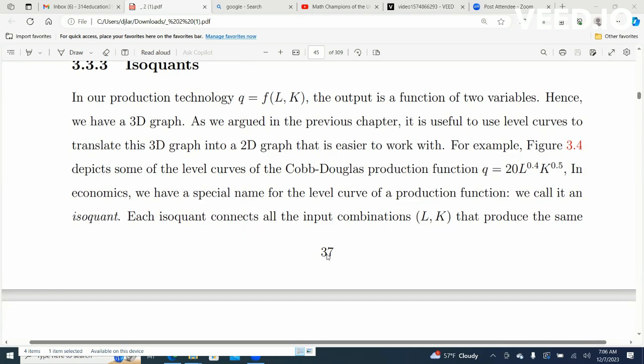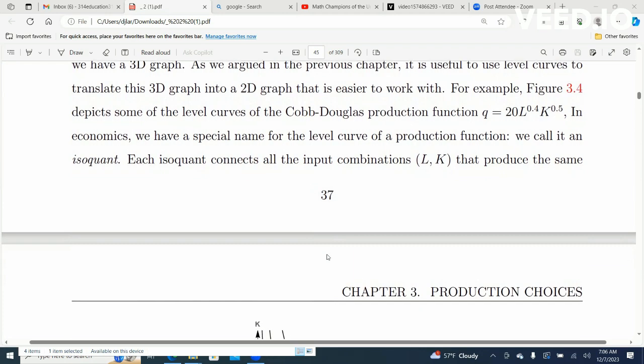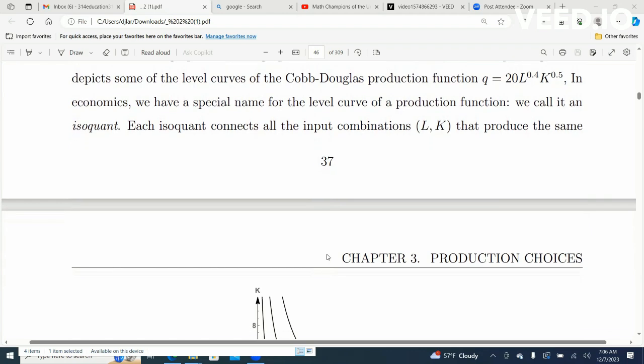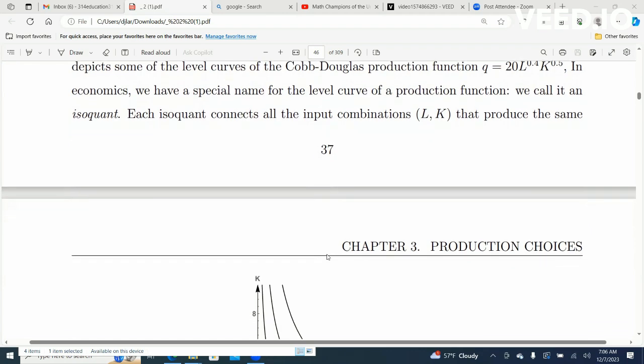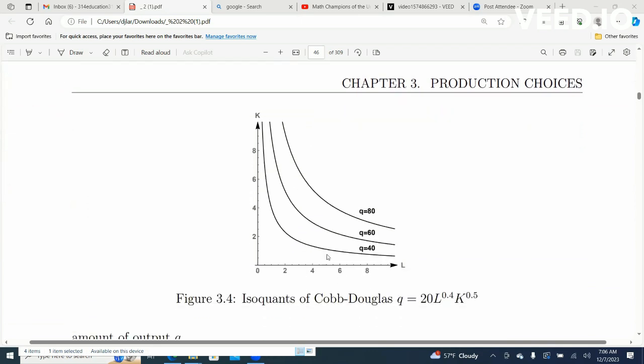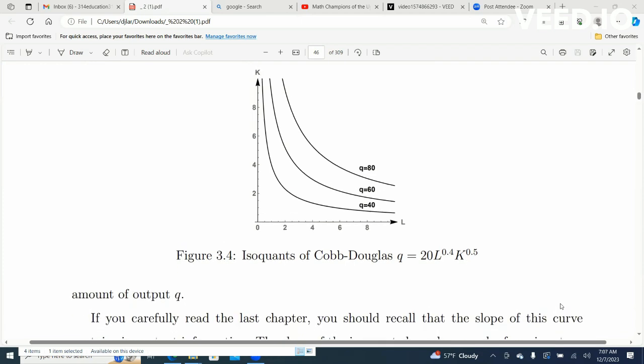For example, figure 3.4 depicts some of the level curves of the Cobb-Douglas production function. We have a function there. In economics, we have a special name for the level curves of production functions. We call it an isoquant. Each isoquant connects all the input combinations L and K that produce the same output. So we see it there. If we remember the basic 3D graph from before, those are the isoquants and they are the contour lines.